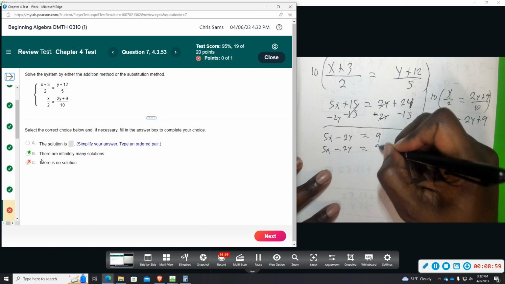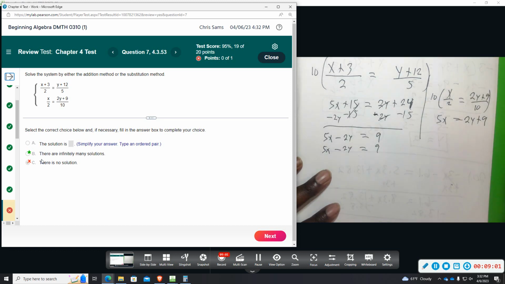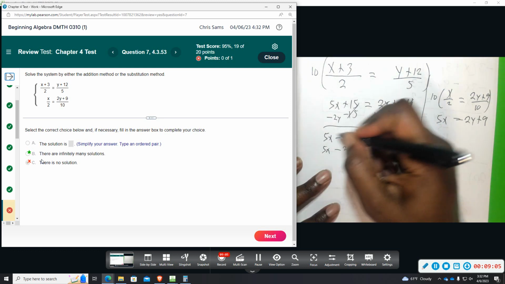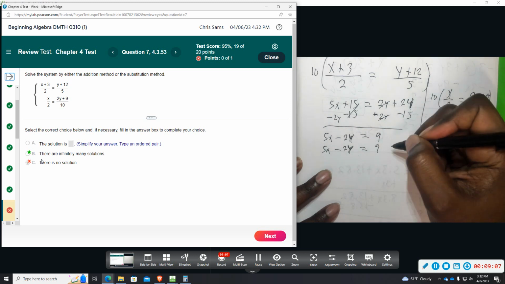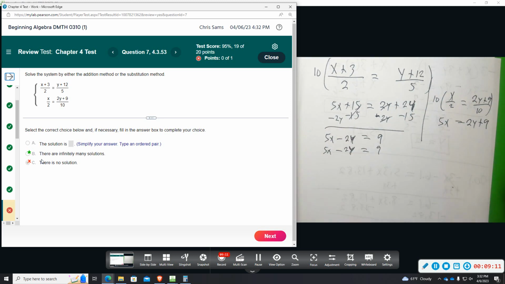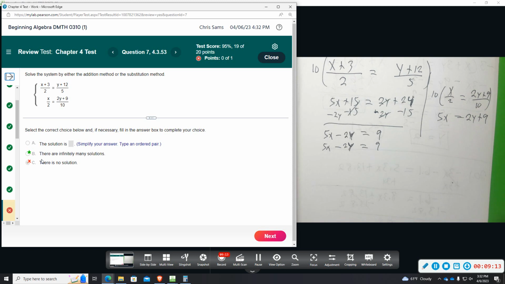equals 9. Oh, so these are exactly the same. So maybe I had a sign wrong. Looking at them, exactly the same number, same sign all the way across. So same equation. So yes, infinitely many solutions. I'm not sure what I did earlier, if I made an error and these canceled out, but these didn't. We should have got exactly the same thing. So that was the error.